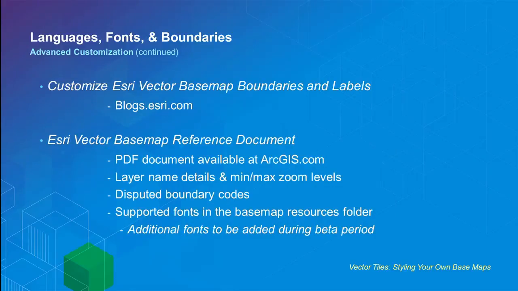So like I said, we had a blog about that, about customizing base maps for boundaries and labels. The Esri reference document, it's a PDF document on ArcGIS Online. It details the min-max zooms, the layer names, disputed boundary codes, and what supported fonts that are currently in our base map resource folders. We do have plans to add additional open source fonts during our beta period.